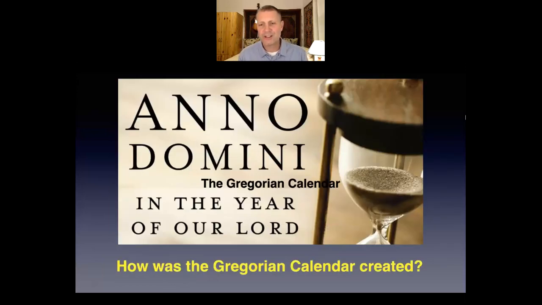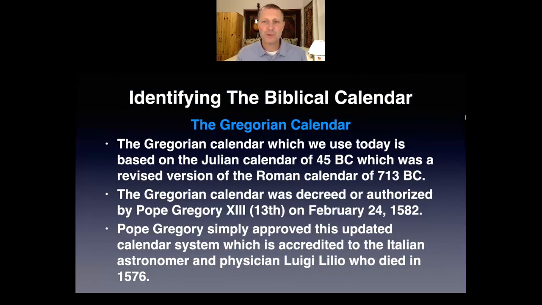So how was the Gregorian calendar created? Where did it come from? The Gregorian calendar, which we use today, is based on the Julian calendar of 45 BC, which was a revised version of the Roman calendar of 713 BC. So both the Julian and Roman calendar, they're both Roman origins, just to mention that. We'll talk more about the Julian calendar. Now, the Gregorian calendar was decreed or authorized by Pope Gregory the 13th on February 24th, 1582. That's why it's called the Gregorian calendar, because that Pope authorized it.